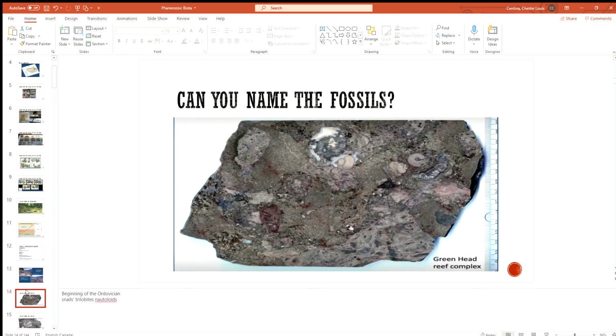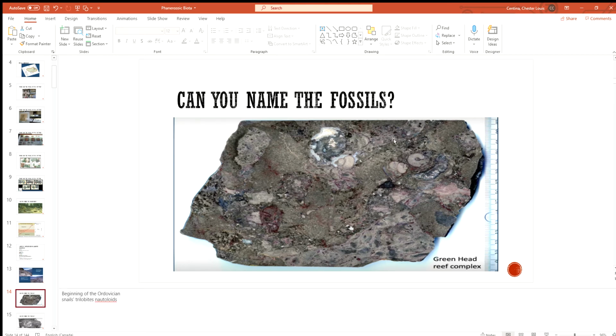Okay. So this fossil is a greenhead reef complex. This is at the beginning of the Ordovician. Please check your time scales. If you are not familiar with these terms, Ordovician, Cambrian, and so on, check the time scale. So let's try to name them together. I think this is a calcareous algae. I'm not sure. I need to check myself too.